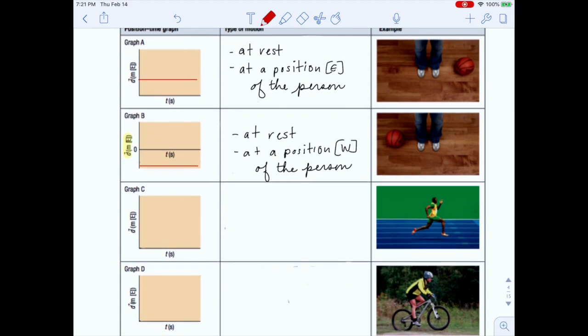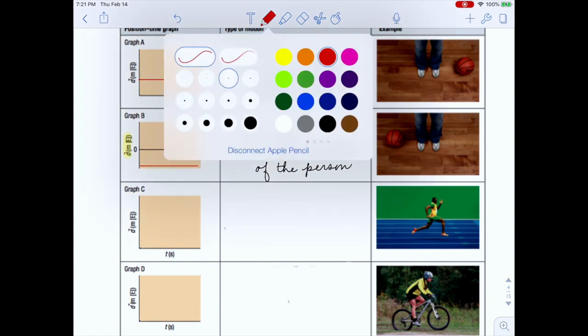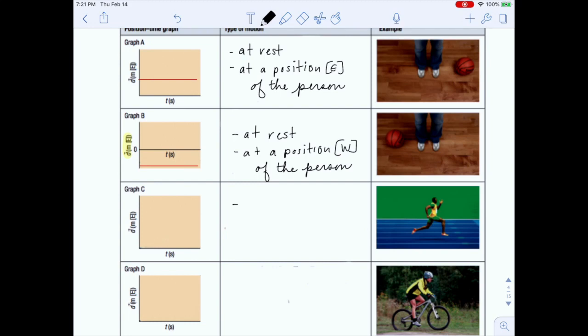Let's look at the next moving object. Here we have a runner that is running at a constant speed in a straight line. That means that the object has a constant velocity in the east direction. So how do we indicate constant velocity in an east direction? Well, we've seen this in the example above. Constant velocity on a position time graph is a straight line with slope, and the value of the slope gives us the magnitude and the direction of the velocity.